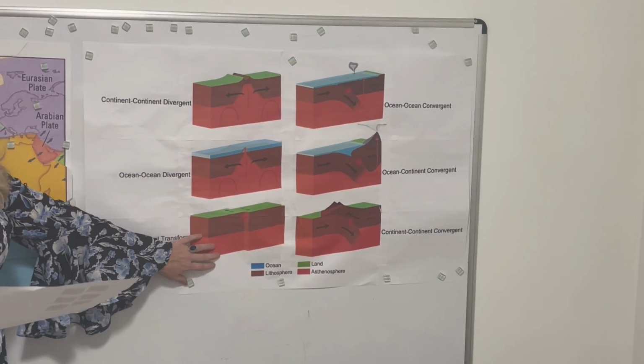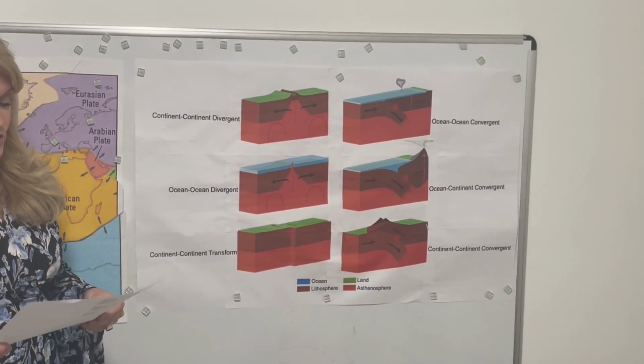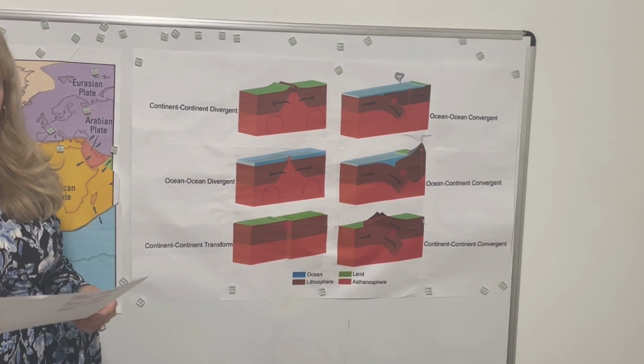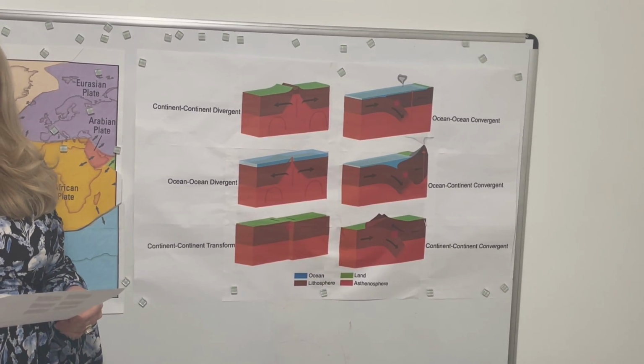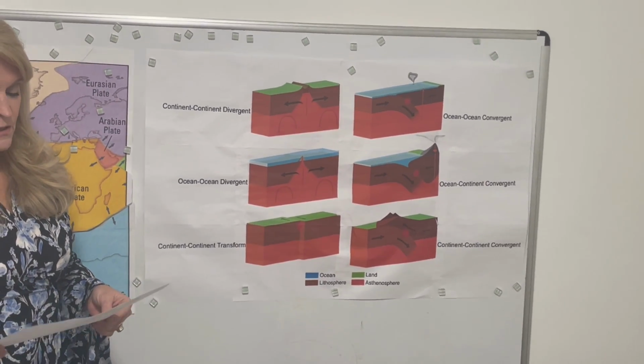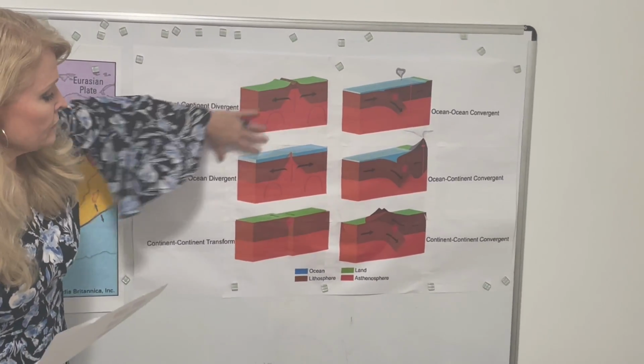Then we've got the continent transform, and this is where they slide past each other. At transform boundaries, the grinding action between the plates results in earthquakes, large lateral displacement of rock, and a broad zone of crustal deformation. Okay, so these are when they're all pulling apart.